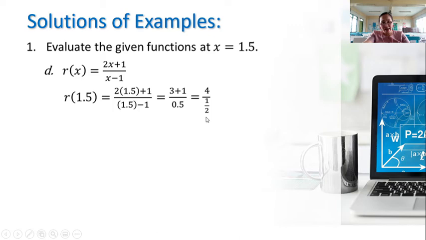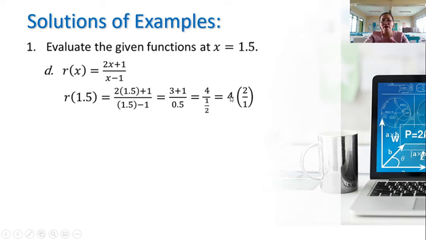Now, this is a fraction with a fraction denominator. So if that is the case, all you have to do is copy the numerator, change the operation division into multiplication, and reciprocate the denominator. So we have 4 times the quantity 2 over 1, and the final answer would be 8. Therefore, r of 1.5 is equal to 8, given such function.